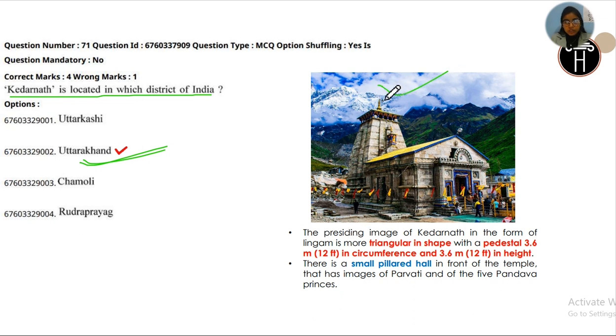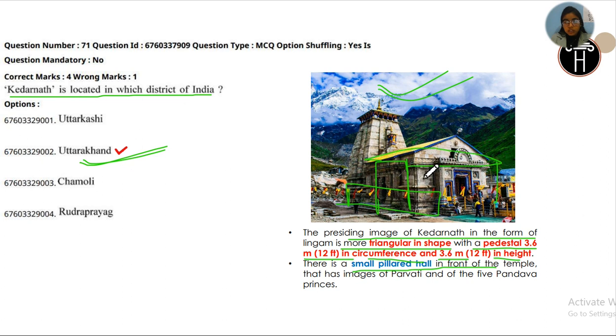So this is the image of your Kedarnath temple. The presiding image of Kedarnath, in the form of a lingam, is more triangular in shape, with a pedestal 3.6 meters in circumference and 3.6 meters in height. There's a small pillared hall, so this is talking about this hall.